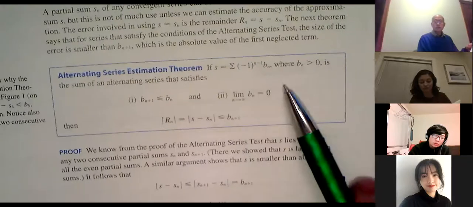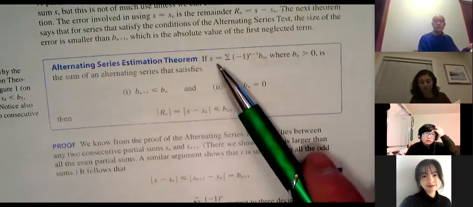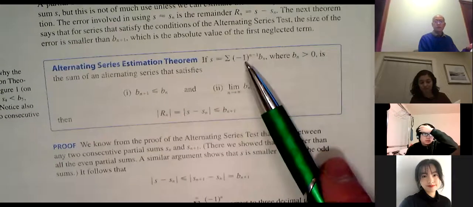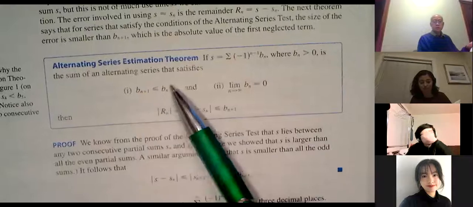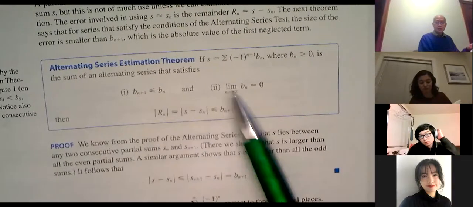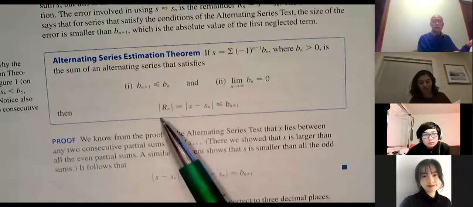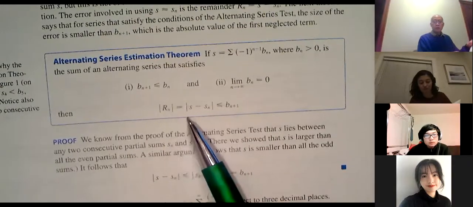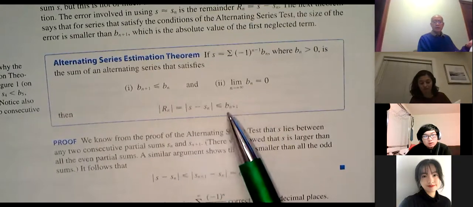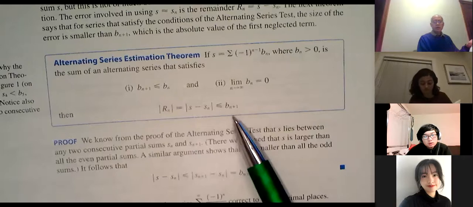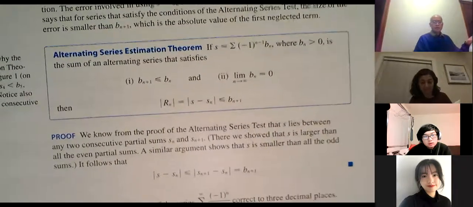Again, this is all true, but what does it mean? If the sum of the series is the summation of (-1)^(n-1) b_n, with b_n greater than 0, it's the sum of an alternating series that satisfies the alternating series test, then the absolute value of R_n, which is the absolute value of S minus S_n, is less than or equal to b_(n+1). What does that mean? The error is no more than the next term.